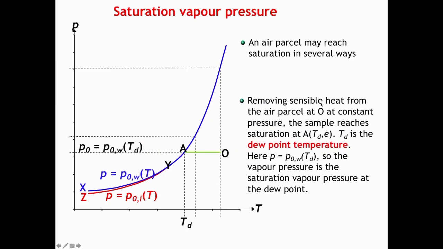So, if you remove sensible heat, so you decrease the temperature, remove sensible heat from the air parcel from here, you reach this point. And that's called the dew point temperature. Are you all familiar with the dew point temperature? Okay, that's good. So what's the other way of doing it?